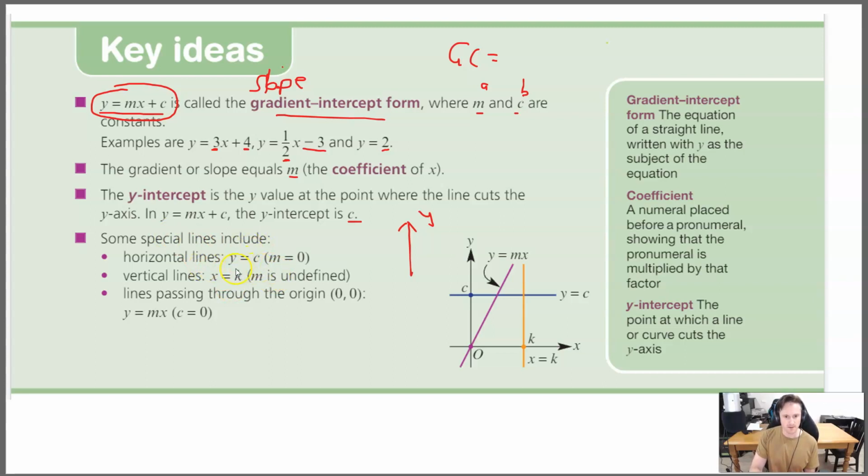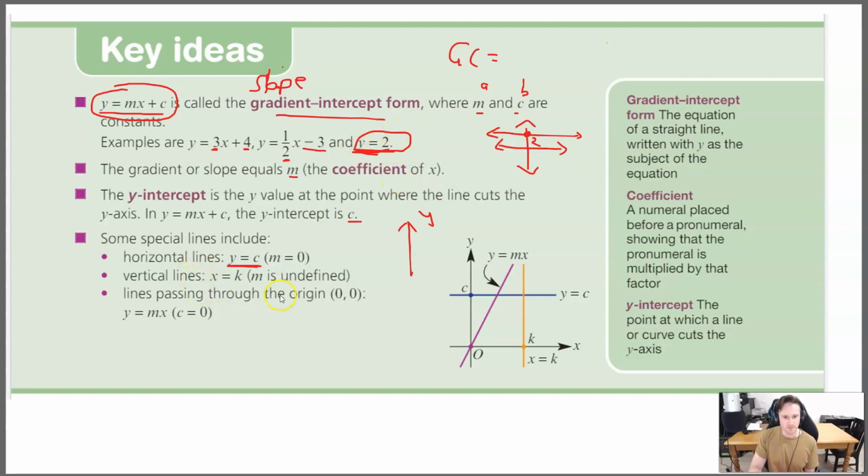A horizontal line is where y = c and the slope is equal to 0. So this one here could be something like y = 2. If you had something like that, you'd have a horizontal line going across where the y-intercept is 2. So that would be a horizontal line, which looks different from this one here.